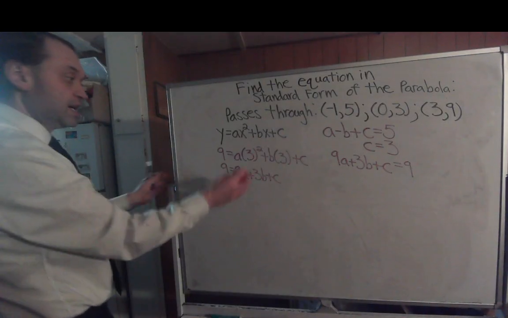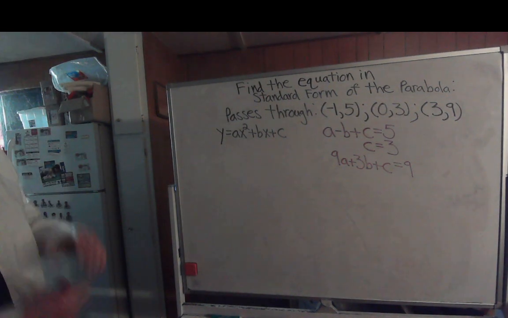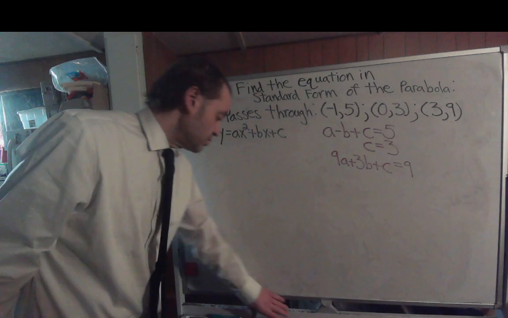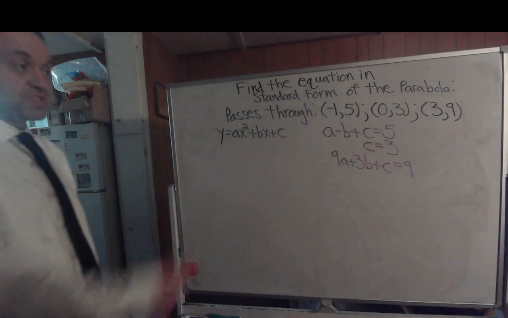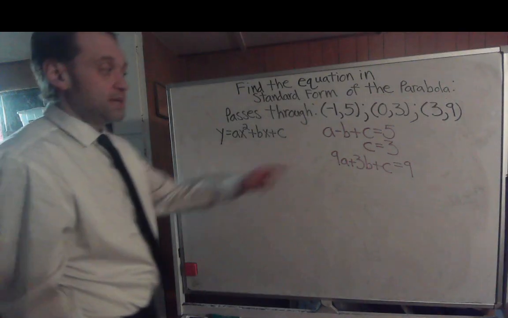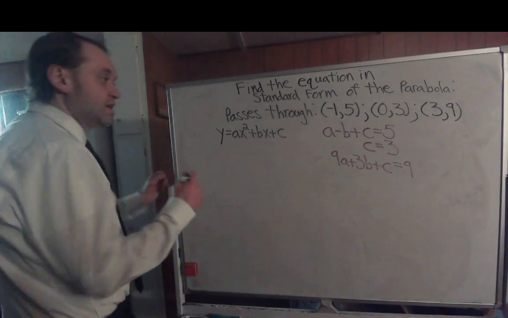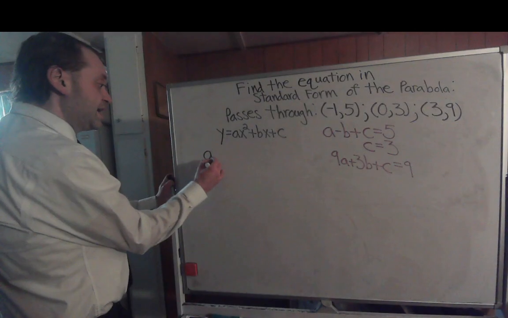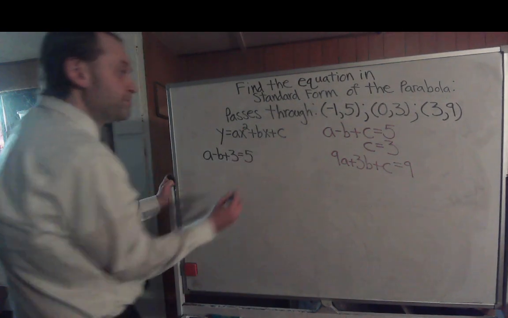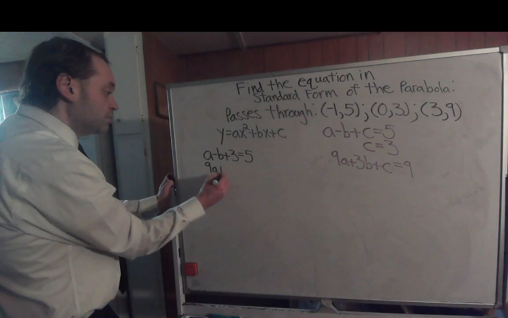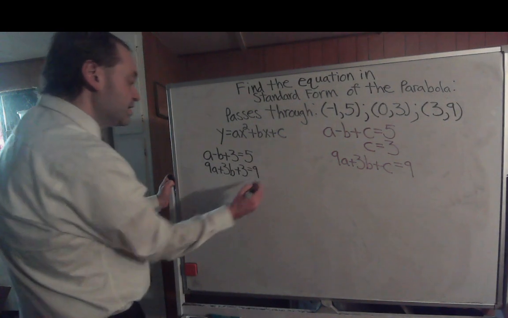So now you see what you got. You have a 3-variable system of equations. You need to solve this system of equations to find your values for a, b, and c. Well, c is 3. We can substitute that in. Let's substitute that into these two equations. You'll drop down to a system of 2 equations. So this would look like a minus b plus that 3, because c is 3, would equal 5. And then 9a plus 3b plus 3 would equal 9.